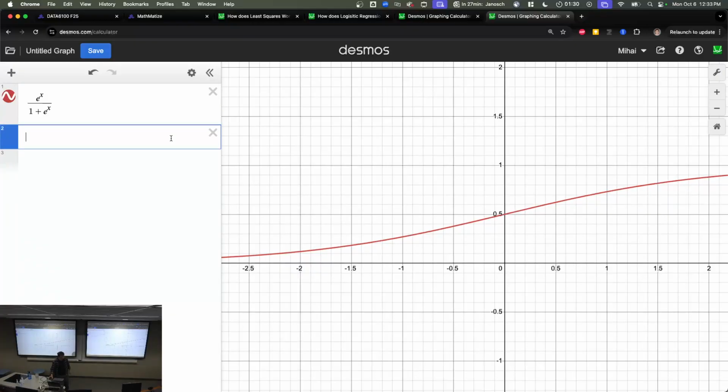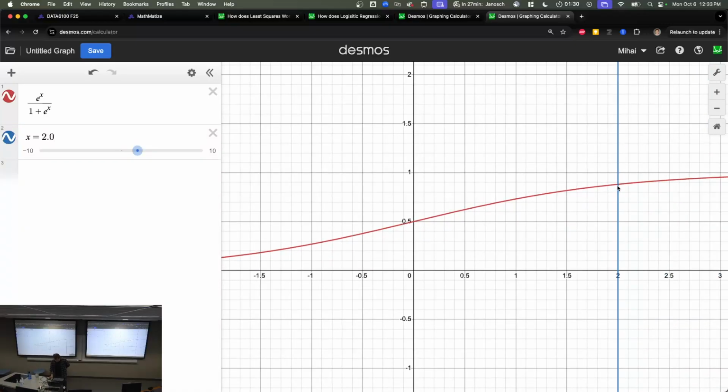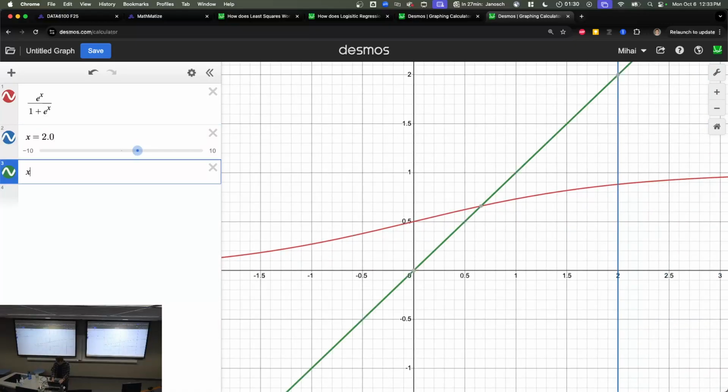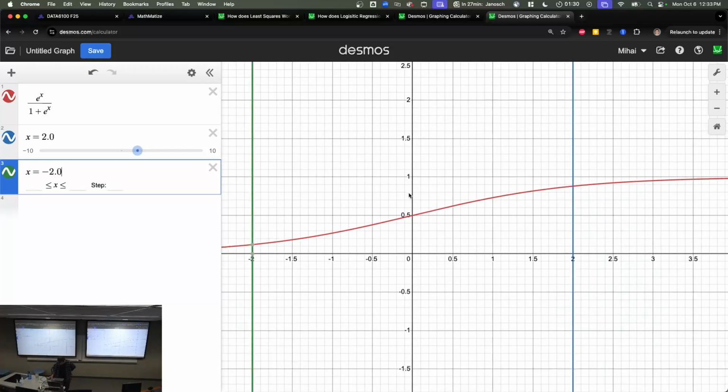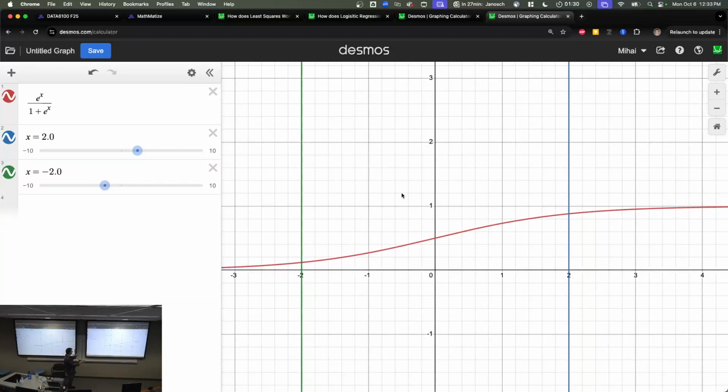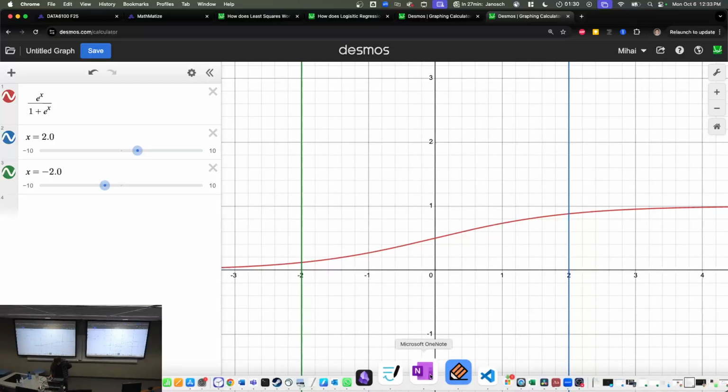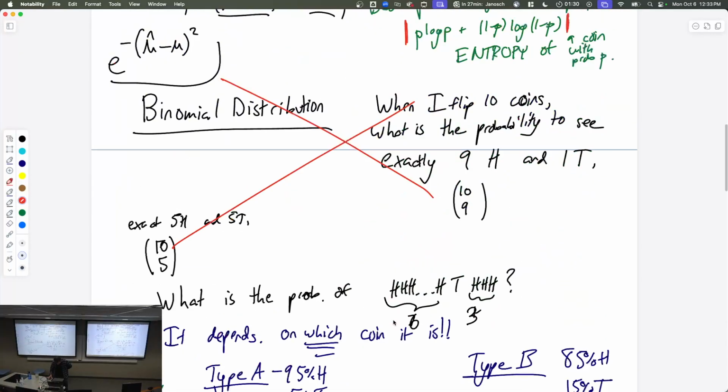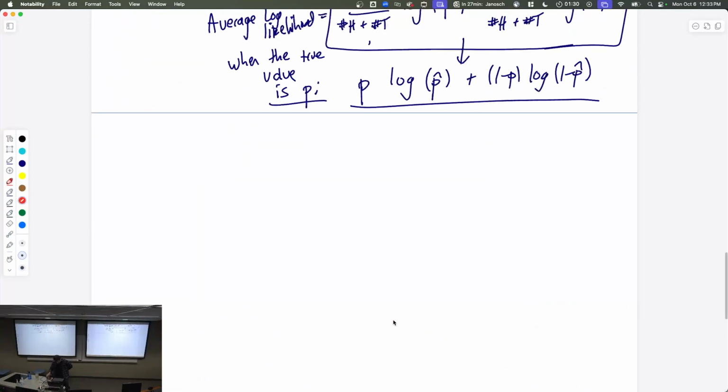Let's put in x equals 2.0. So x equals 2.0 is over there, and x equals minus 2.0 is over here. And if you look at it, it is perfectly symmetric, right? So if you take this whole thing and flip it around, that's why an 88% chance becomes a 12% chance. They have to be complementary. And you can do it mathematically as well. If you do it algebraically, you can see this property. So these are properties of the sigmoid.